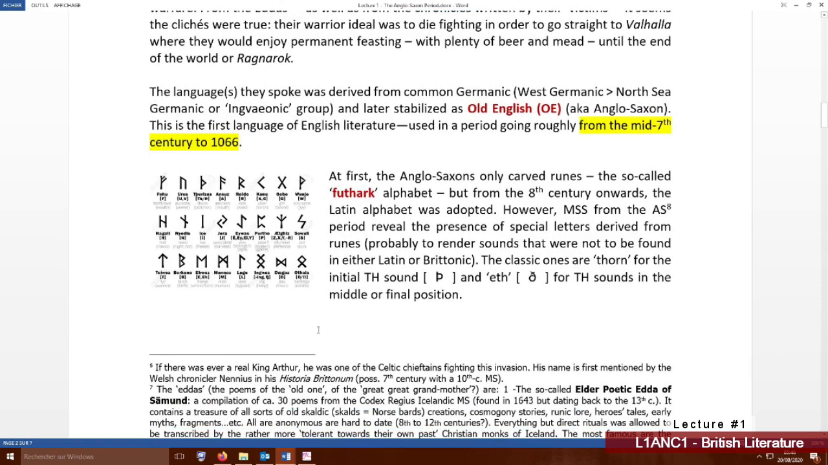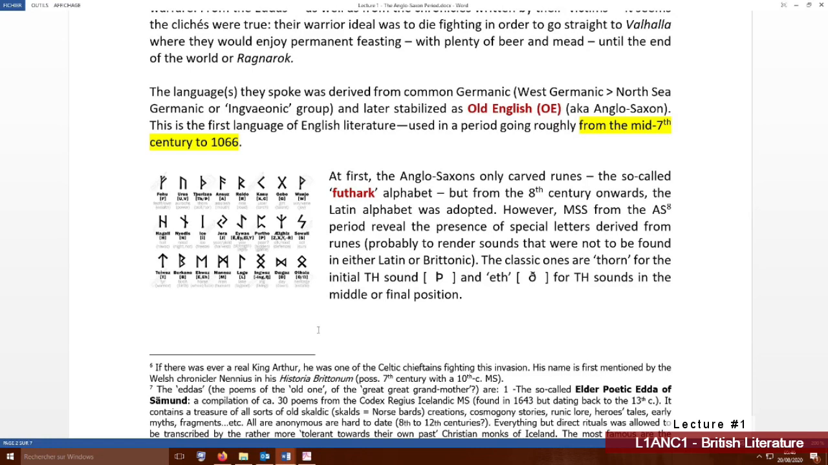Of course, they did not use the Latin alphabet at first. All they had, by way of an alphabet, was the use of runes, carved runes. This was the so-called Futhark alphabet. The name derives from the first runes in the list, so I'm giving you a chart here.